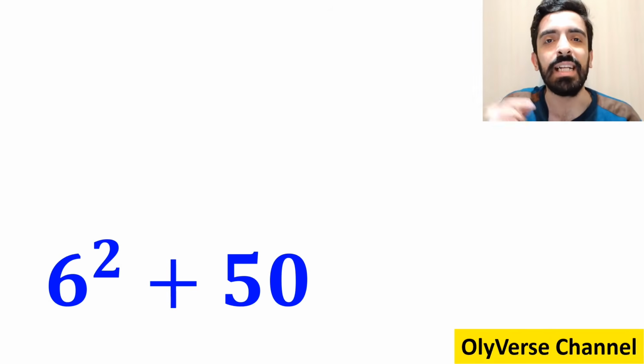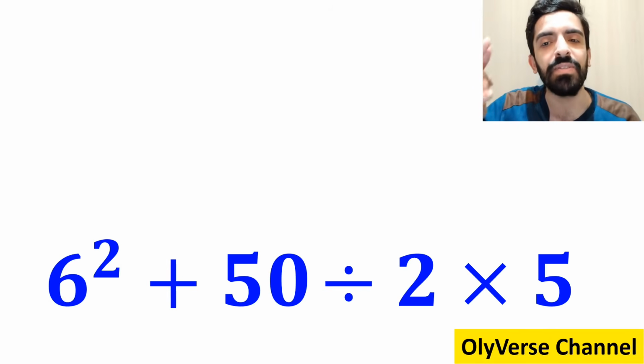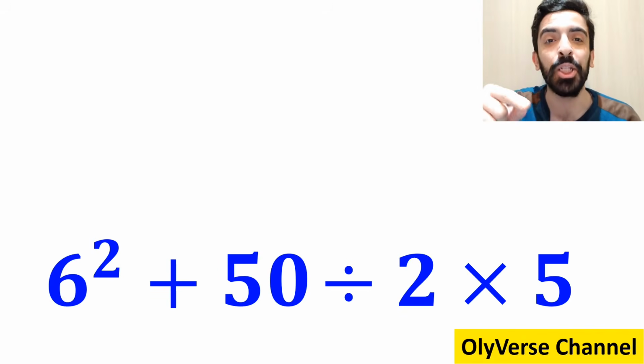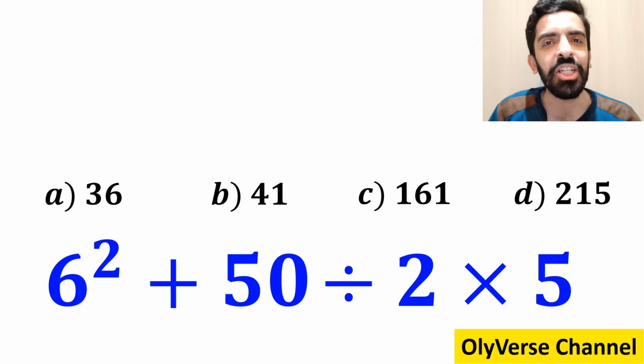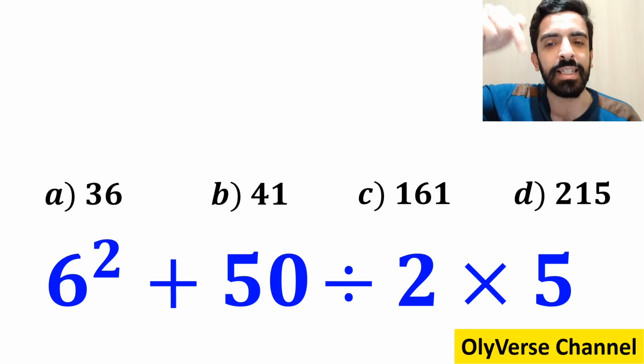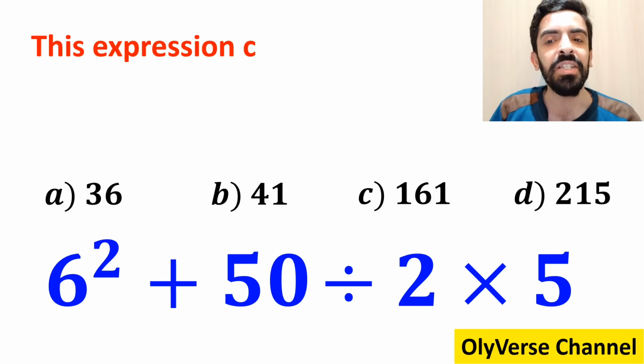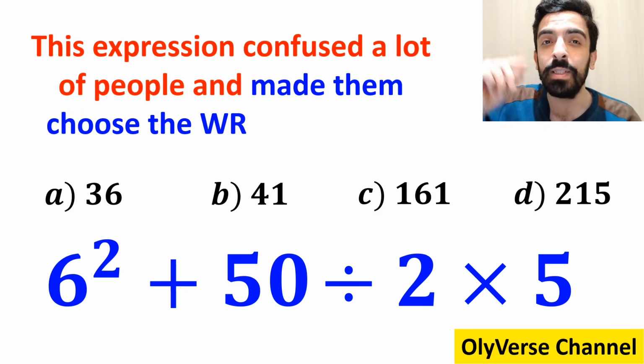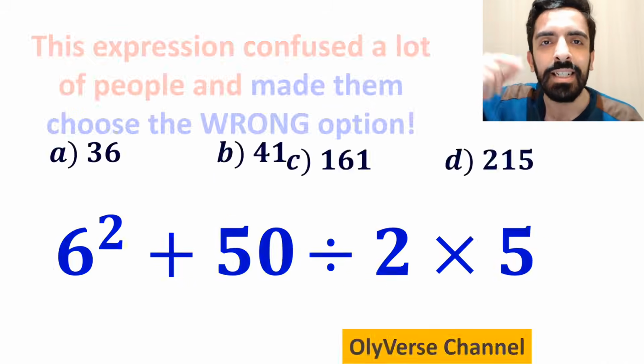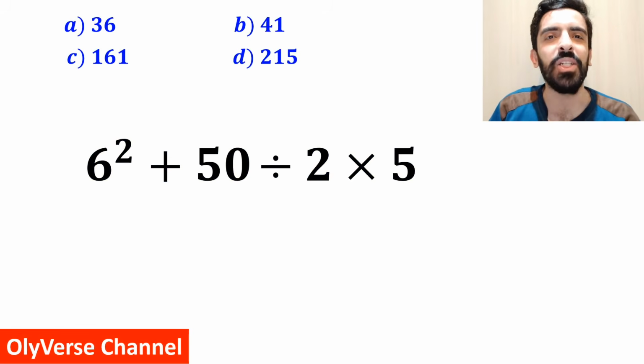What is the value of the expression 6 squared plus 50 divided by 2 multiplied by 5? Which option do you think is the correct answer to this question? This expression confused a lot of people and made them choose the wrong option. Let's dive in and break it down step by step together.